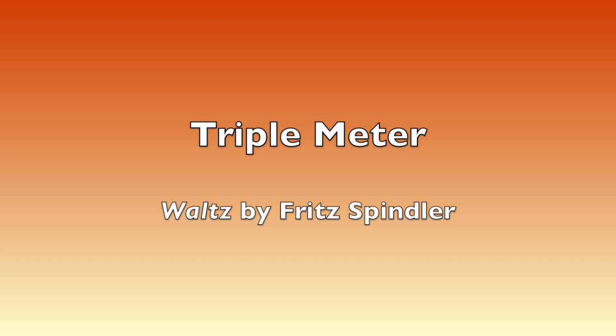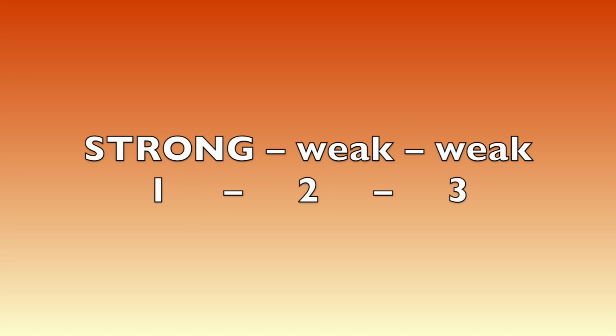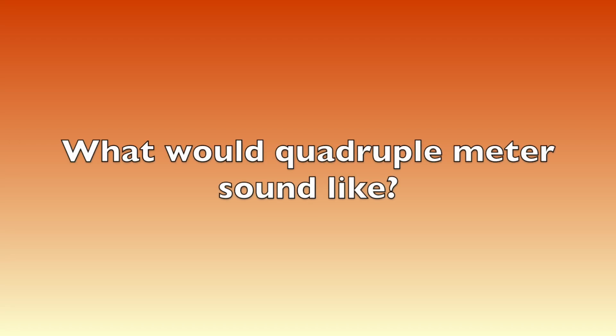Did you guess triple meter? If you weren't sure, listen to the bass line by itself and count the strong, weak, weak pattern. If this piece was actually written in quadruple time, the bass line would have pairs of strong and weak beats, 1, 2, 3, 4, and it would feel more symmetrical, like a march.